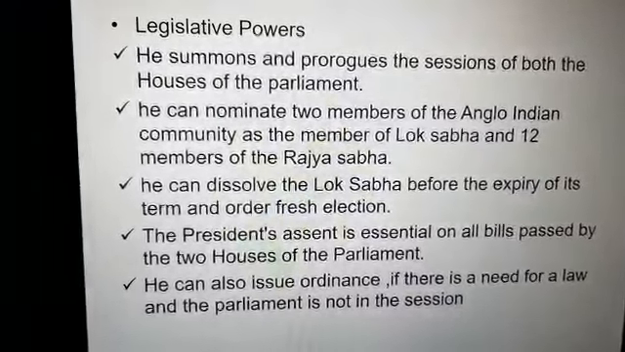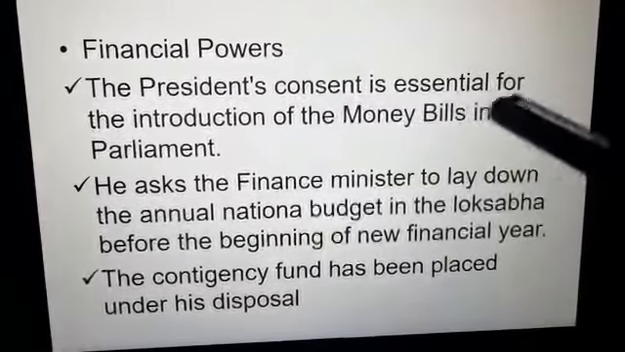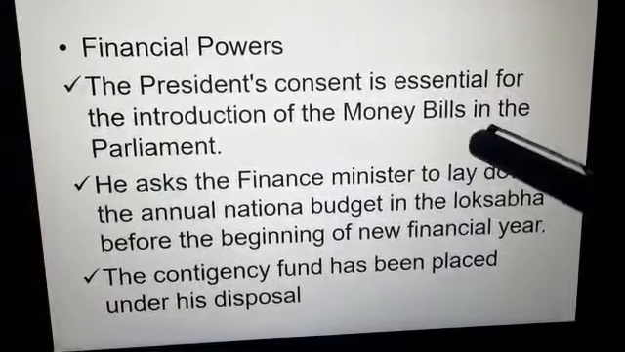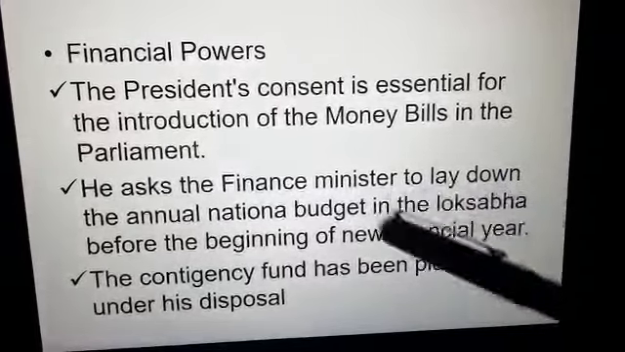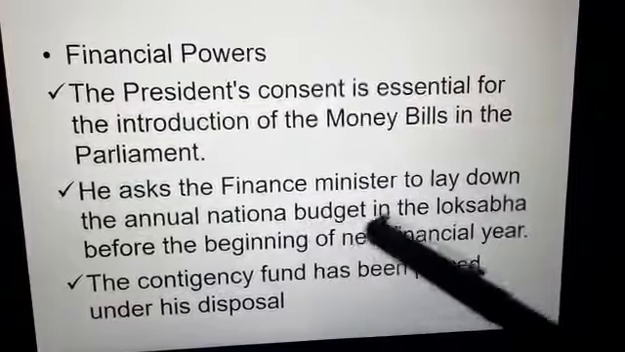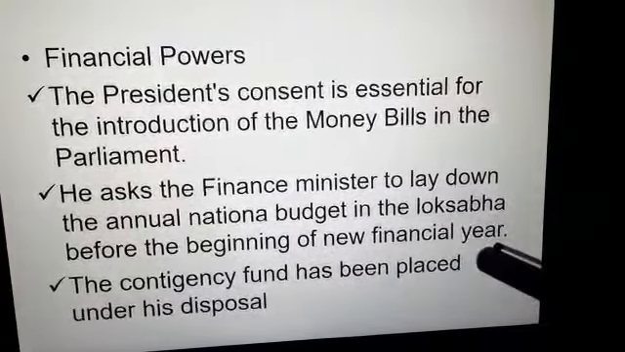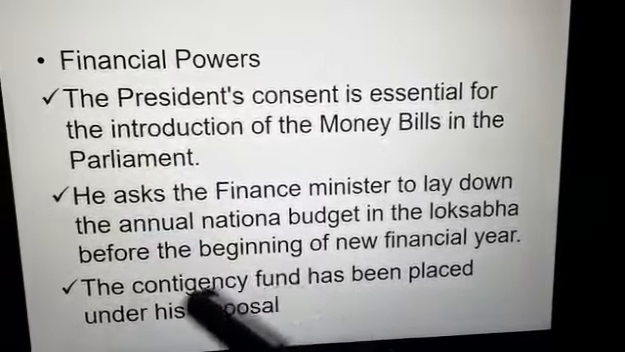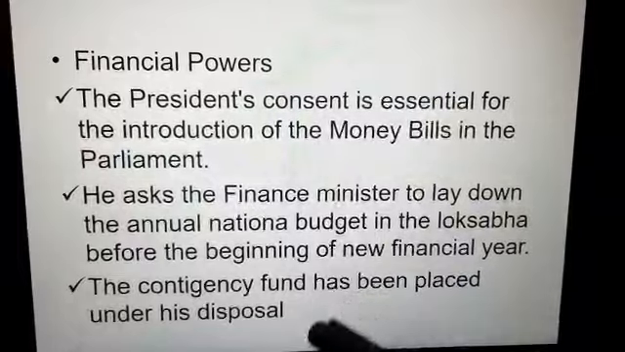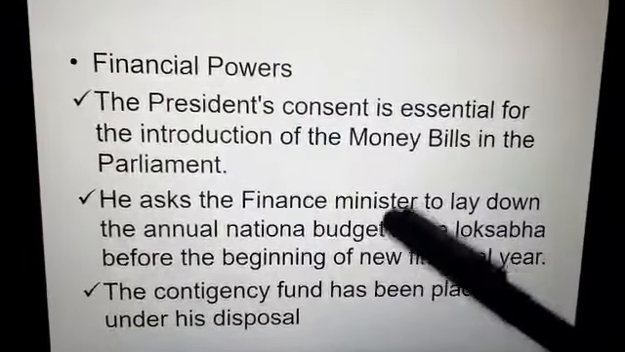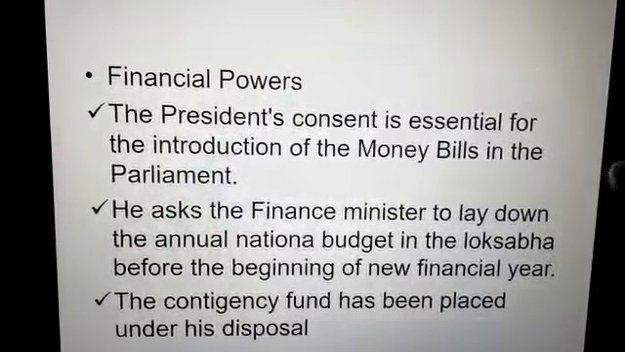So, let us proceed with the financial powers. The president's consent is essential for the introduction of a money bill in the parliament. He also asks the finance minister to lay down the annual national budget in the Lok Sabha before the beginning of the new financial year. And the contingency fund has been placed at his disposal. So all these are the financial powers. So you can see the president holds a very powerful position in the country.